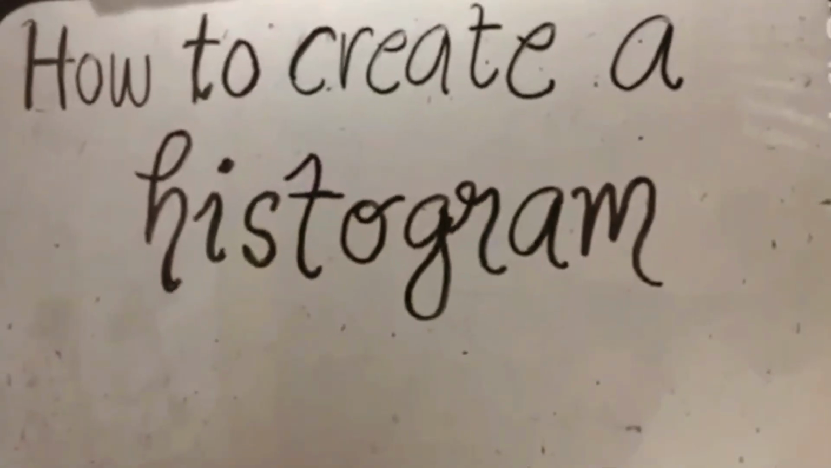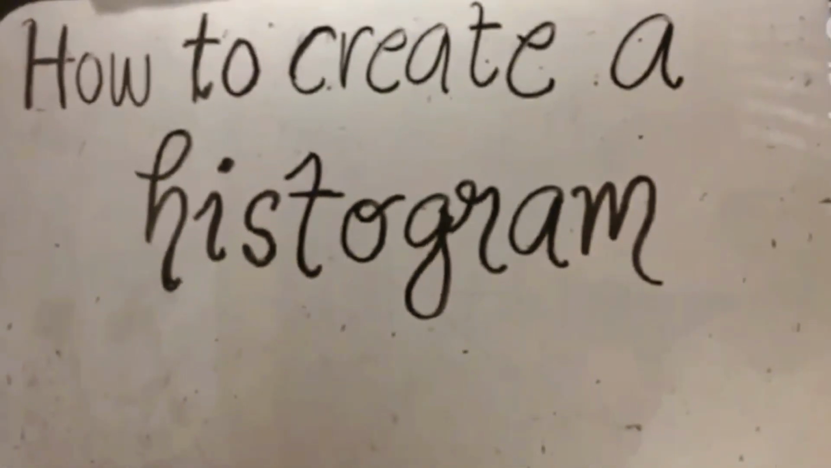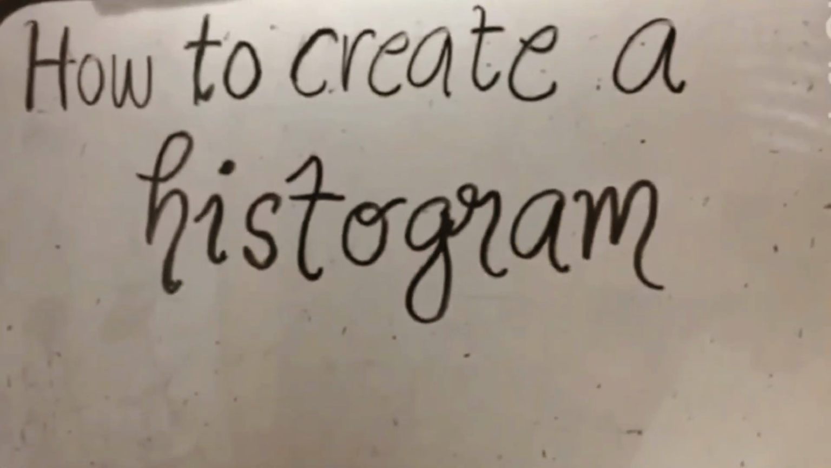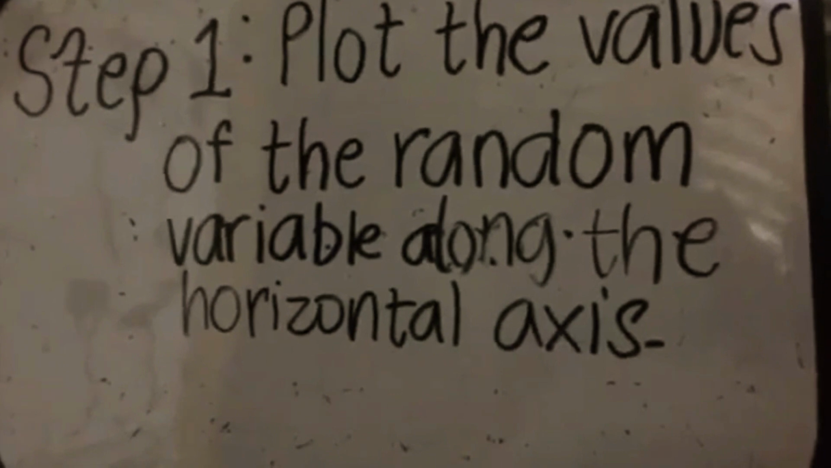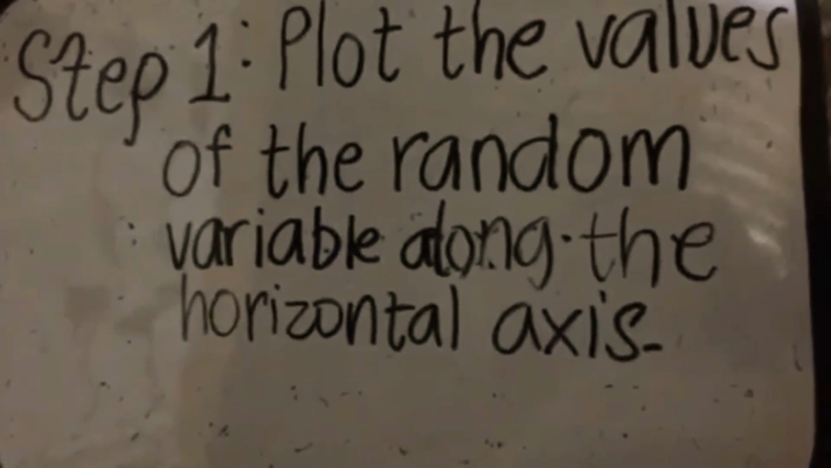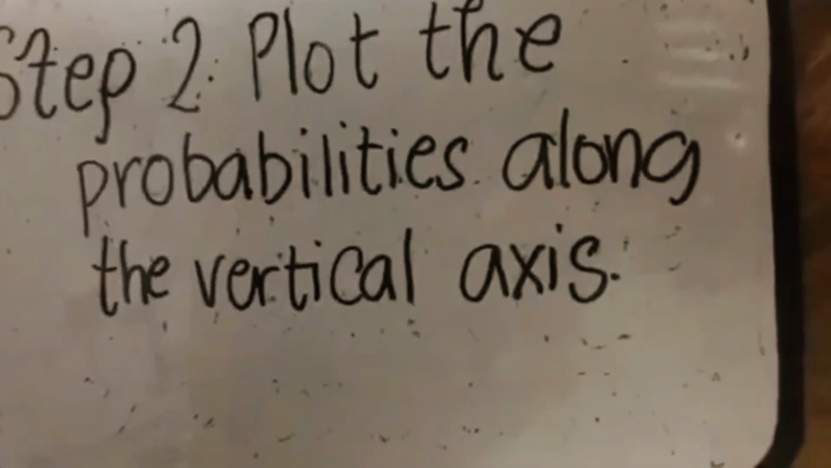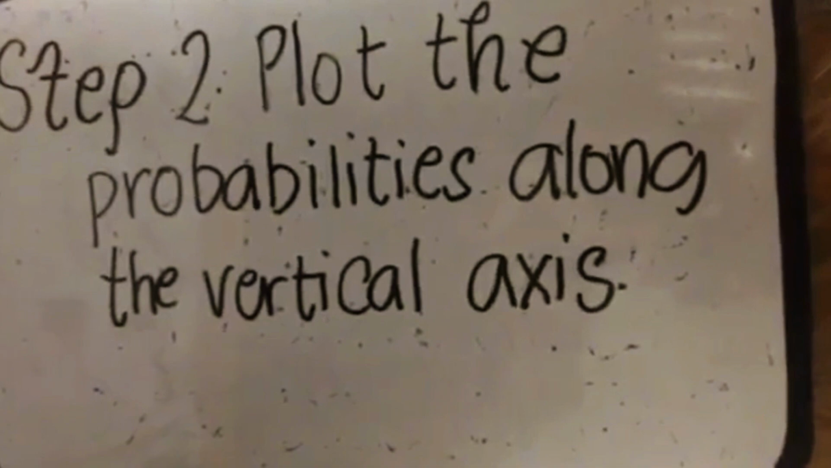How to create a histogram? To create a histogram, organize your data into intervals called bins on the x-axis and plot the frequency or relative frequency of each interval on the y-axis. Step 1. Plot the values of the random variable along the horizontal axis. Step 2. Plot the probabilities along the vertical axis.